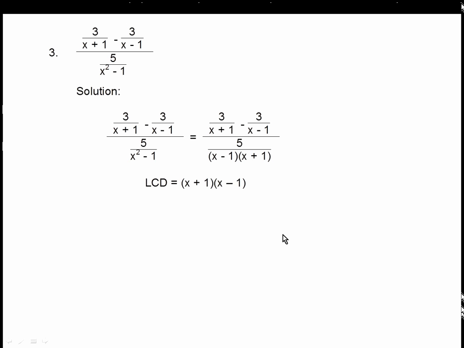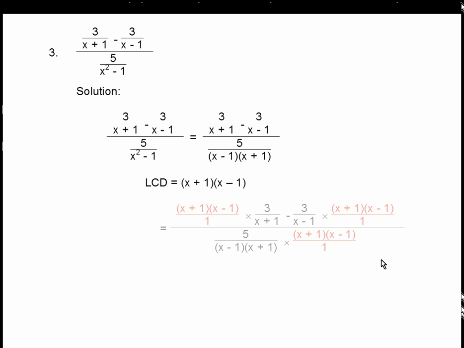We're now getting ready to fix the numerators. So remember, multiply each numerator by factors from the LCD that are not in its denominator. Another way of looking at it is I'm multiplying those 3 simple fractions by x plus 1, x minus 1 all over 1. From the first one, the x plus 1's cancel. The second one in the numerator, the x minus 1's cancel. And in the denominator, they both cancel. So in the numerator, after the canceling, I'll be left with 3 times x minus 1 minus 3 times x plus 1, and my denominator is just 5.